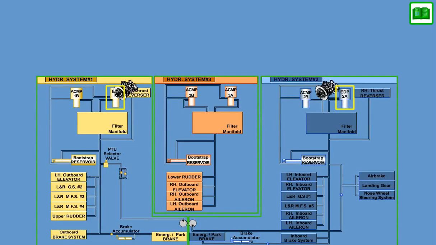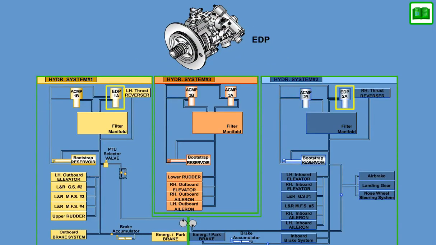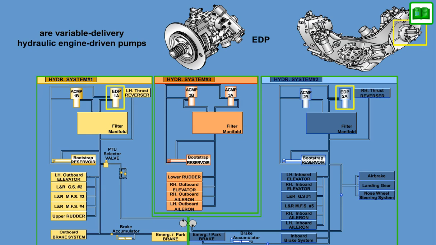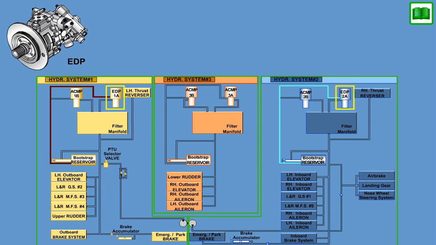The 2 engine-driven pumps, EDP, are variable delivery hydraulic engine-driven pumps mounted to the engine gearbox. Pressurized hydraulic fluid is supplied to the EDP via the suction line. The pump provides hydraulic pressure to hydraulic systems 1 and 2 whenever the respective engine is running.